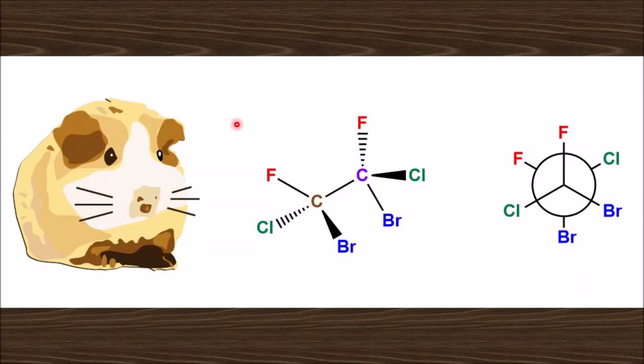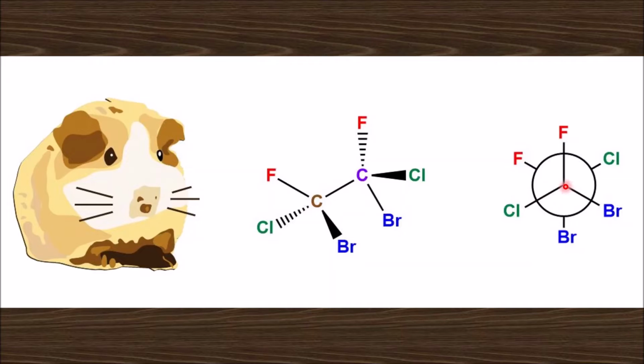If you look, this is the structure of the wedge-dash formula, and if you look at this structure from this mouse's perspective, you would find that this bromine, which is coming out of the plane of the paper, will be on the right. This is a Newman projection formula. So this is the front carbon. Here the front carbon is the carbon in brown.